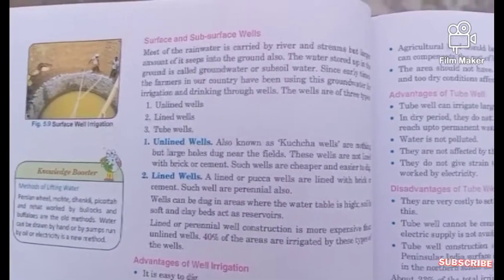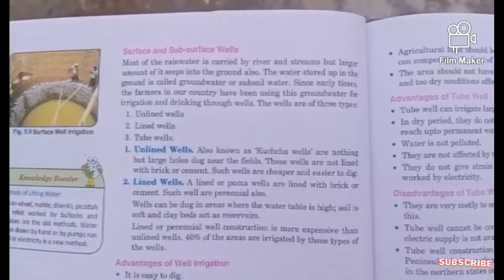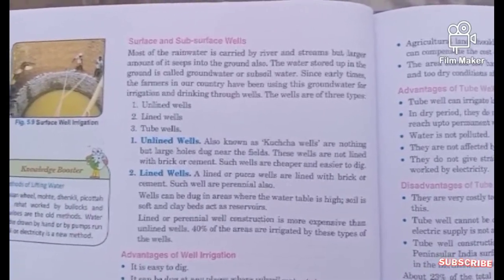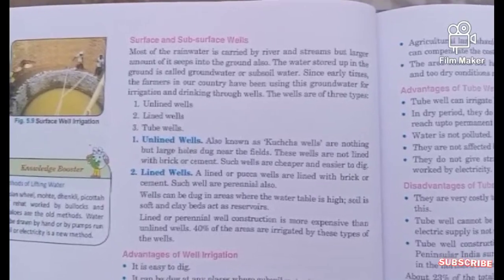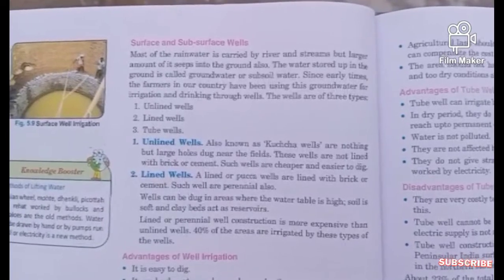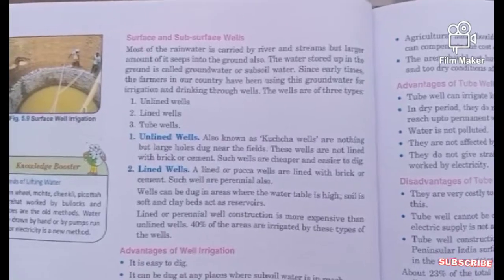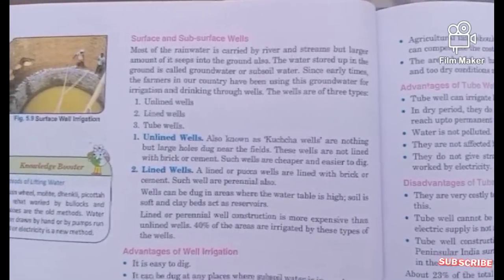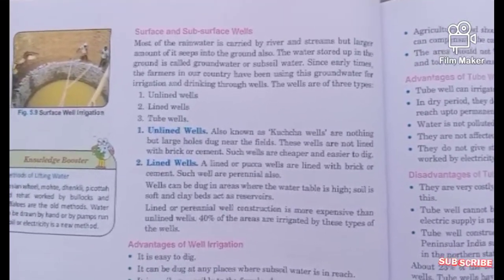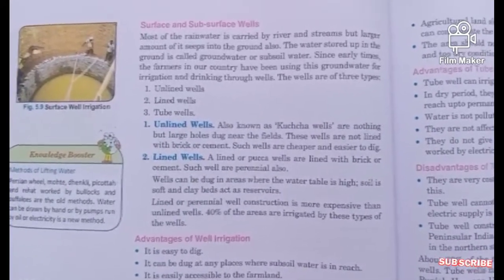Next type of irrigation is called surface or subsurface well. We have learned that the rainwater is carried by the rivers and streams, and some of it seeps into the ground, and some water goes and meets the ocean. Now the water stored in the ground is called groundwater, or it is also called subsoil water. And this subsoil water is also used for irrigation, and for domestic purposes for our day-to-day uses.